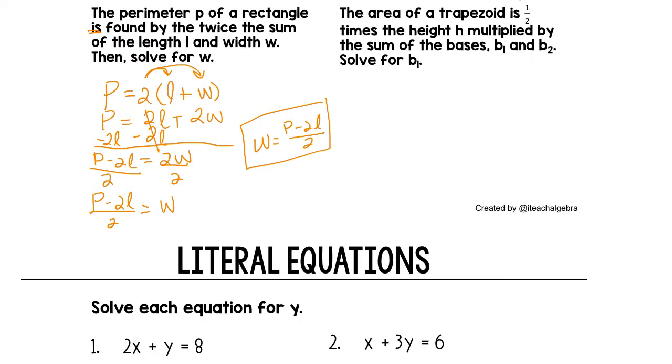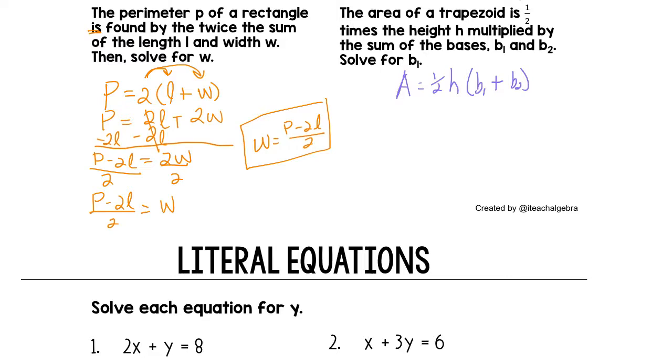Next one, area of a trapezoid is, we'll call that capital A, 1/2 times the height h multiplied by the sum of the bases, B1 and B2. And now I want to solve for B1.